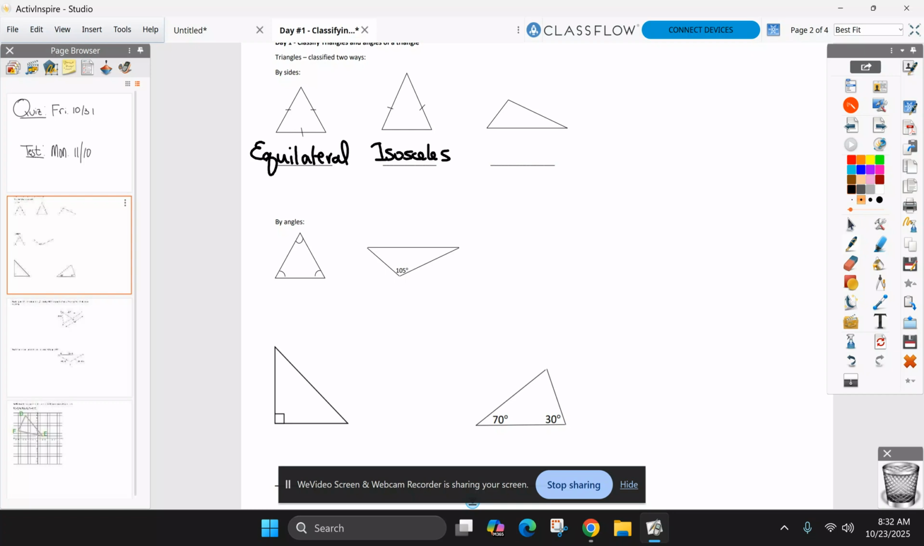So we have equilateral if all three are the same. Isosceles if two are the same. What if none of them, all three are different? Anybody know that one? All three sides are not the same length. They're all different lengths. Okay? Scalene. Perfect. Yep, that's called scalene.